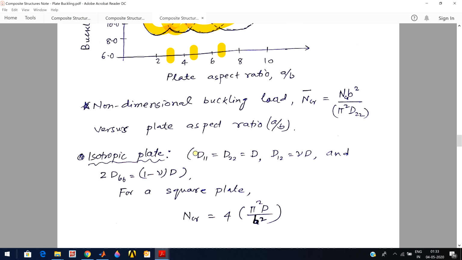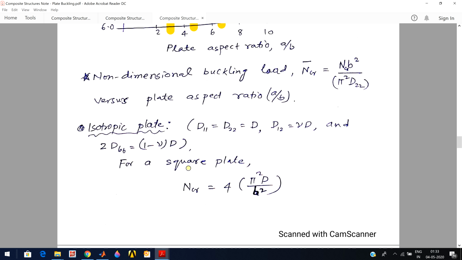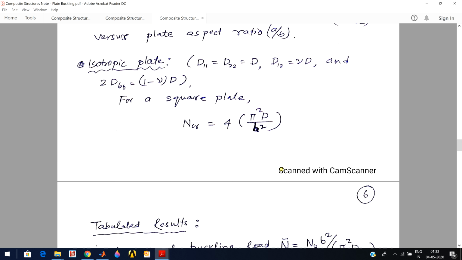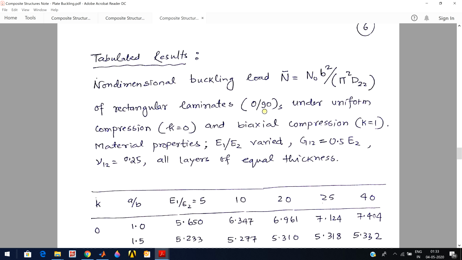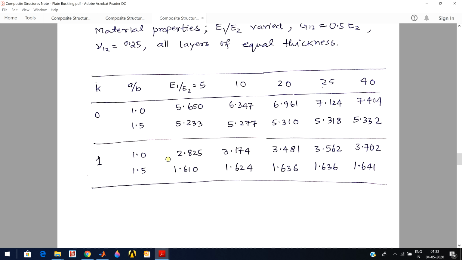And now for an isotropic plate, we just show the simplified formula. For a square plate, it turns out to be this simple: 4 times pi square D by b square. And now we also have some tabulated results for the symmetric cross-ply laminate 0/90/0, with both the uniaxial and biaxial cases for different material properties and aspect ratios. This is the non-dimensional buckling load reported.